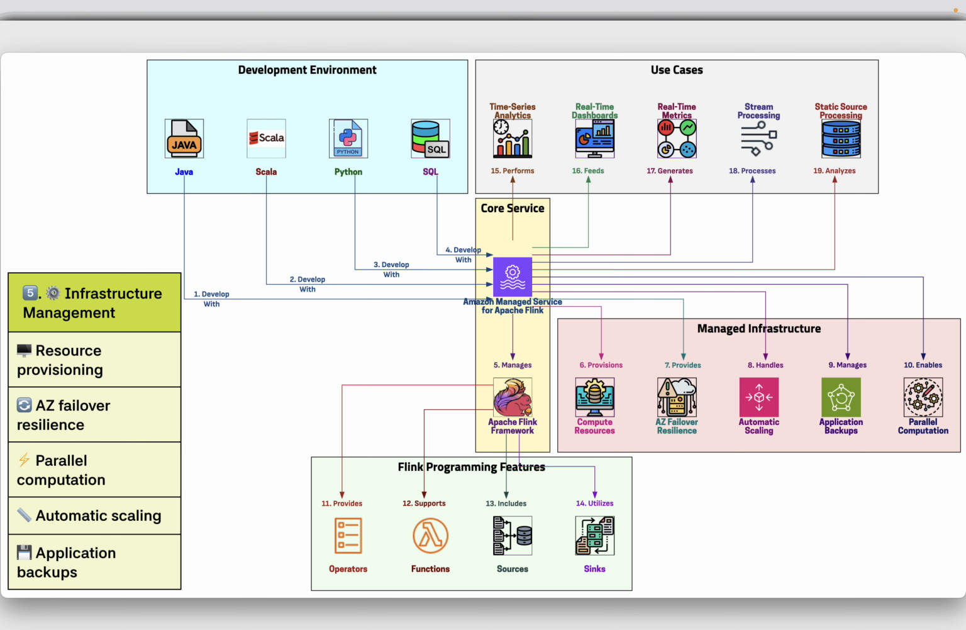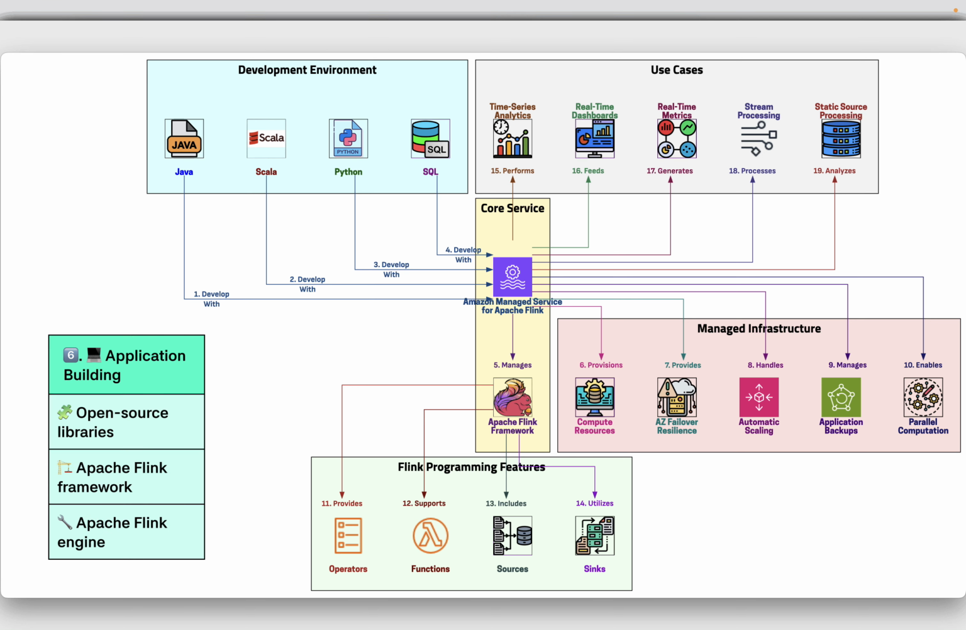The service manages the underlying infrastructure, including provisioning resources, ensuring availability zone failover, resilience, enabling parallel computation, automatic scaling, and handling application backups. The service lets you build applications using open source libraries based on the popular Apache Flink framework and the engine.